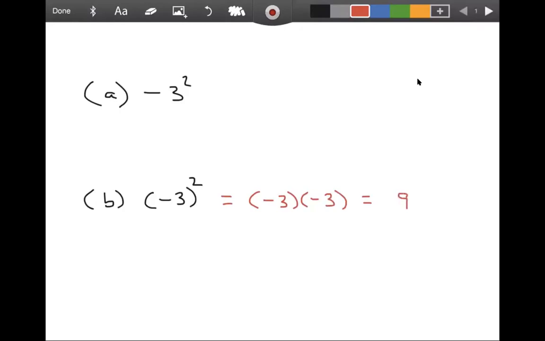Letter A is not the square of -3. It is the opposite of the square of 3. So what this means is 3 times 3, and then change it to the opposite. So that's going to come out to -9. And the reason I bring this up is because sometimes people do one of these things when they mean to do the other one. So it's important to be aware of the difference and do the one that you mean to do, right?